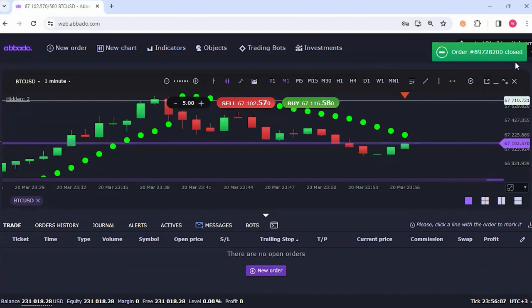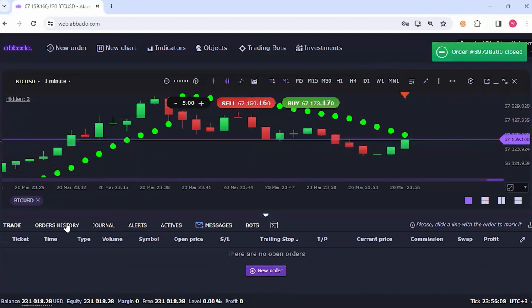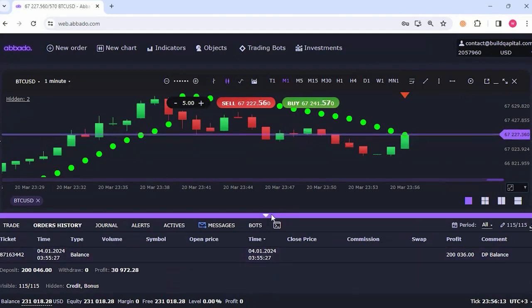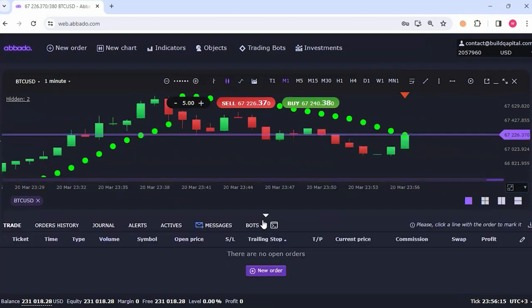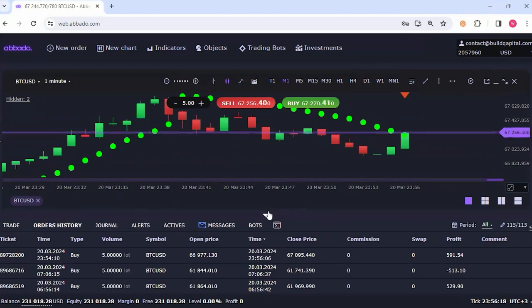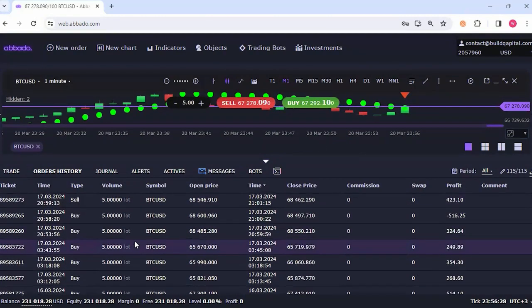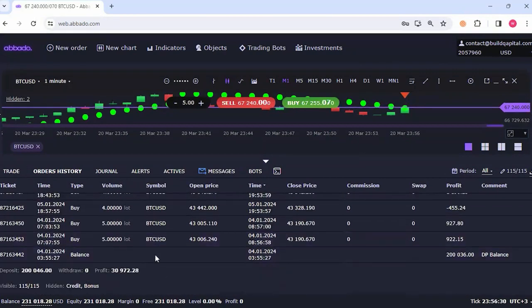All right, guys. Congratulations to anyone who's following along. We just hit take profit on that trade. You can see that was a very nice buy trade where we took a long position. Super easy, nothing complicated. We hit take profit on that trade, and we do this every single day.